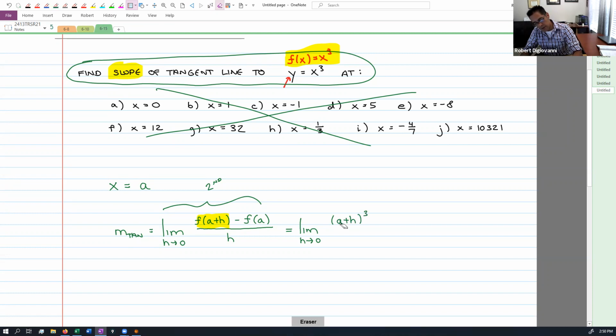Are you sure you got that? Yep. Okay. Keep going. Minus. Now, what happens if I ask you to plug a into the function? What will it spit out?